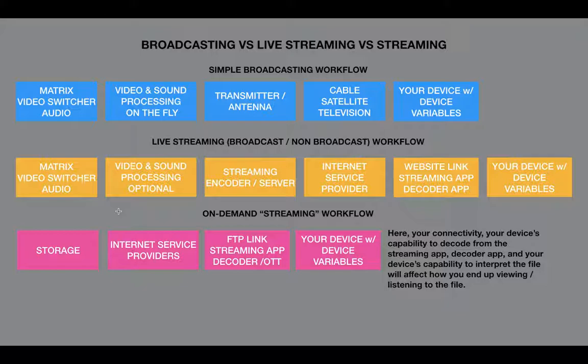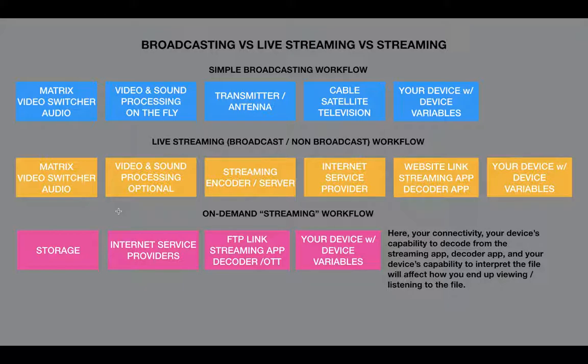And then there's on-demand streaming, the on-demand streaming workflow that you see here, where files are stored somewhere. Then through the internet service providers, you get to connect to that, let's call it a hard drive. It is a server, it is a storage server. And from there, you literally pick the file that you want to watch. And you do that either through having the direct FTP link or having the streaming app identify the file. That could be your Netflix, your Amazon video app, or your decoder or OTT. Decoder can be, again, VLC is a good example, or OTT can be your cable box if you're using the on-demand function of your cable box.